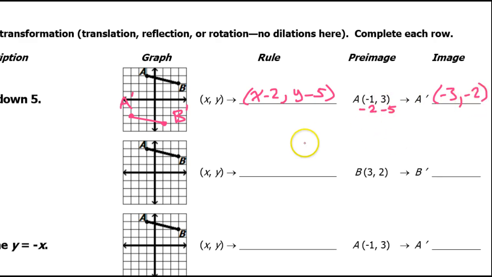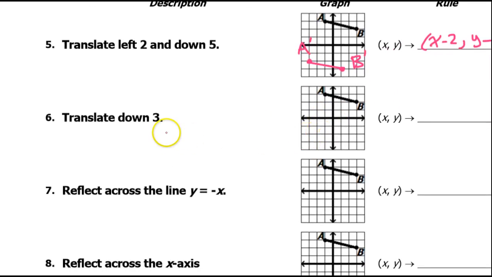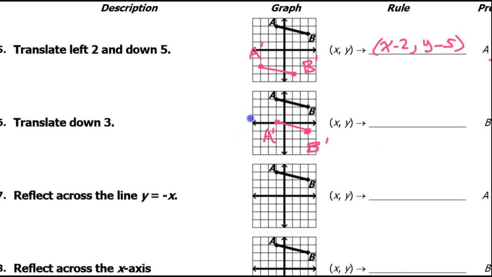All right, now down 3. So if I move the A down 3 and the B down 3, that gives me this. So this will be my A prime and my B prime. The rule, so down 3, that is a y value change. So the x stays the same and we have y minus 3.